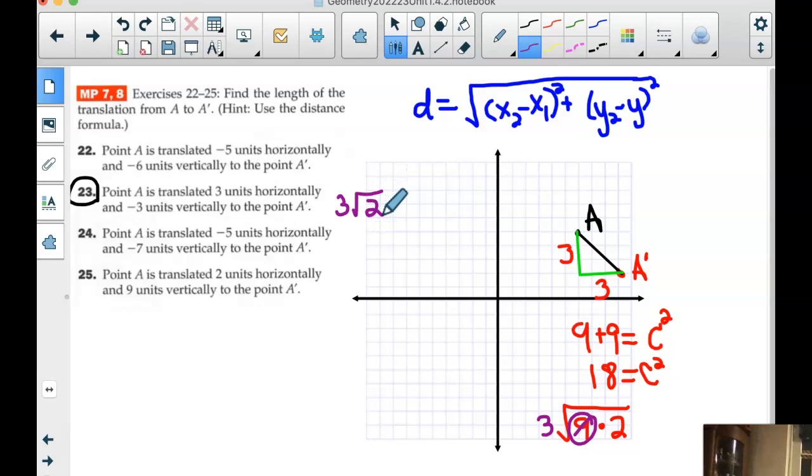Now, if you are brave enough to try this on your own, try number 24 and number 25. If you're not brave enough, don't worry about it. Don't sweat it.